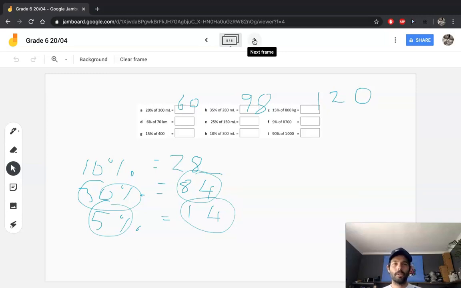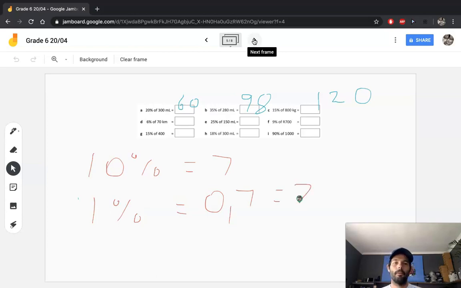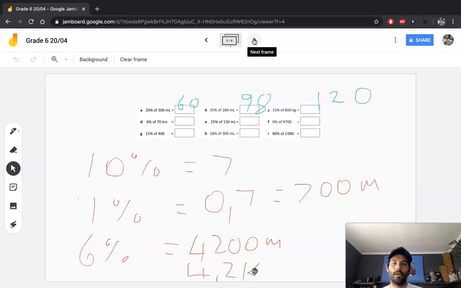For D, 6% of 70 kilometers. Okay, so again, I can say 10% is equal to 7 kilometers. All right, so 1% is going to be equal to 0.7 kilometers, which is the same as 700 meters. Okay, and then 6% must be 700 meters times by 6, which is 4,200 meters or 4.2 kilometers. Okay. There, it's important for you to know about your conversions.